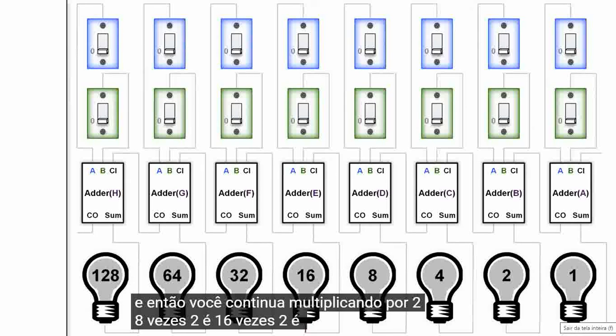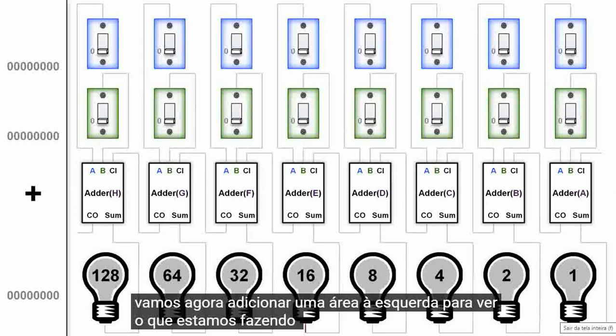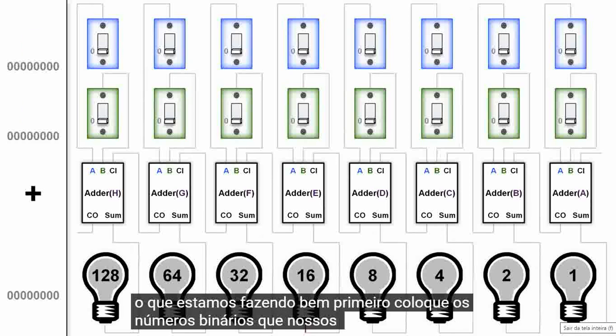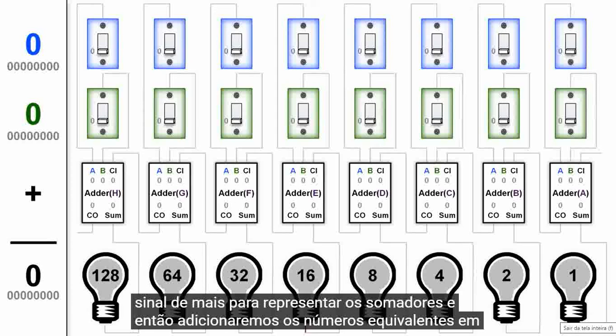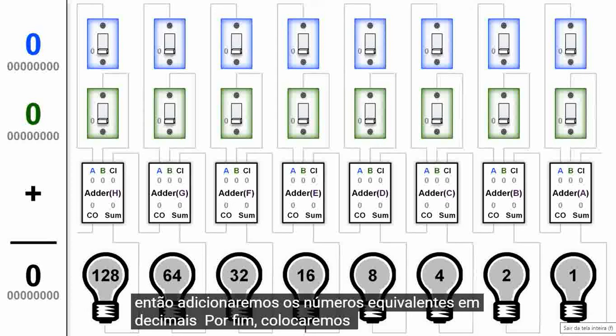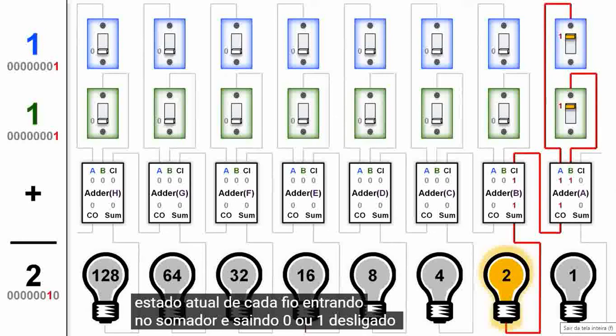Let's now add an area on the left to see what we're doing. We'll first put the binary numbers that our switches and light bulbs represent, and then a plus sign to represent the adders, and then we'll add the equivalent numbers in decimal form. Finally, we'll put numbers on the adders themselves, showing the current state of each wire coming into the adder and going out, 0 or 1, off or on. Now let's see what happens when we add 1 plus 1.